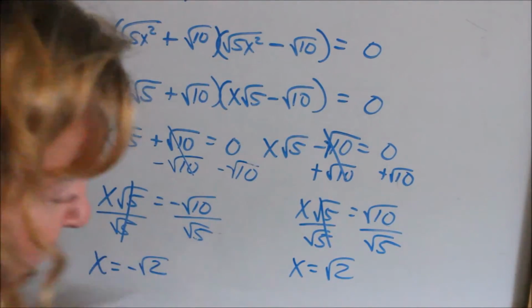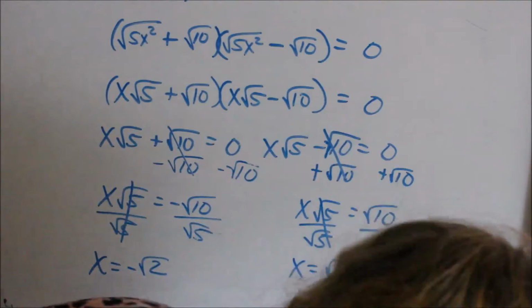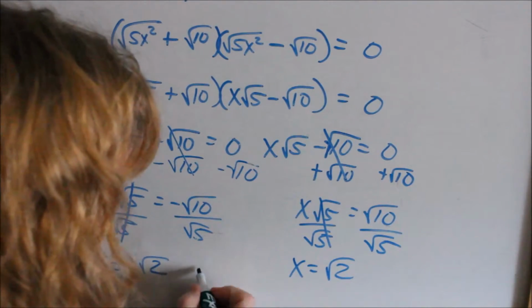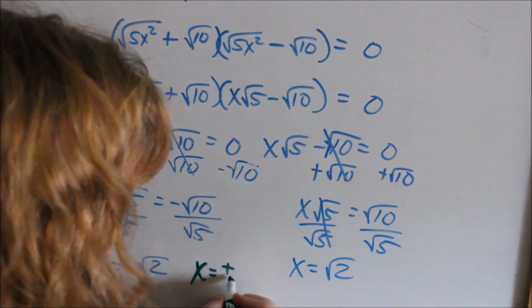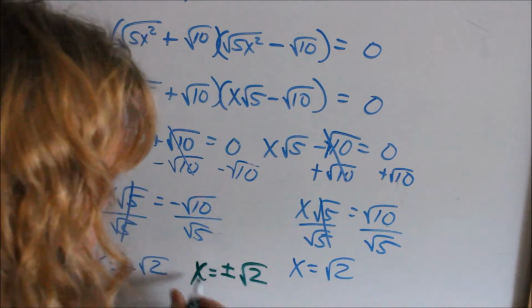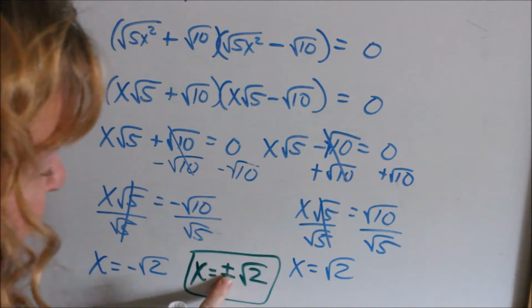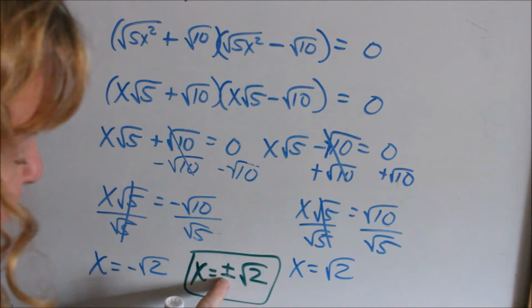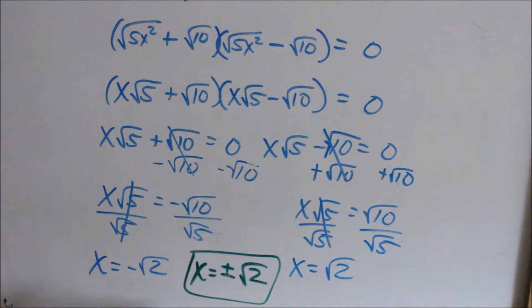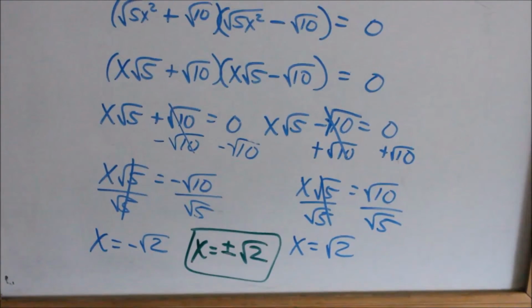Let me write it here in the middle with a different color. You can write it as x equals plus or minus square root of 2. This means one's a positive square root of 2, one's a negative square root of 2. When your solutions are the same, this is how you can write it. This means plus or minus square root of 2.